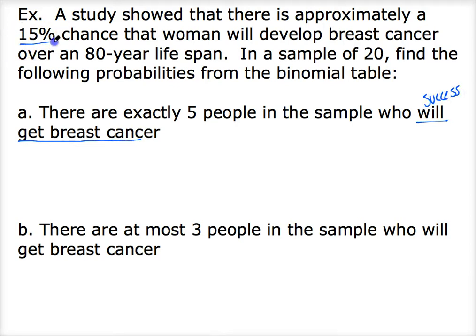So from the problem, we know that a woman has a 15% chance of developing breast cancer. So P is equal to 0.15. We have a sample of 20, so n equals 20. In part A, x equals 5. So using the binomial probability table, we will find the probability that x equals 5.